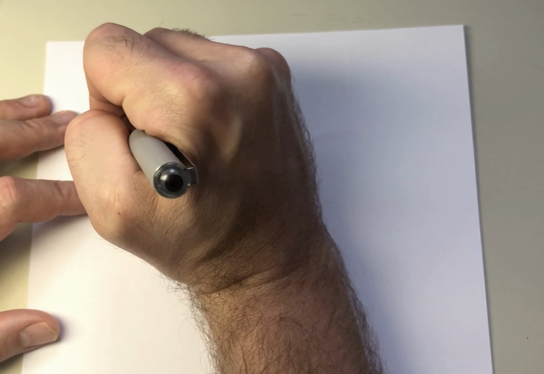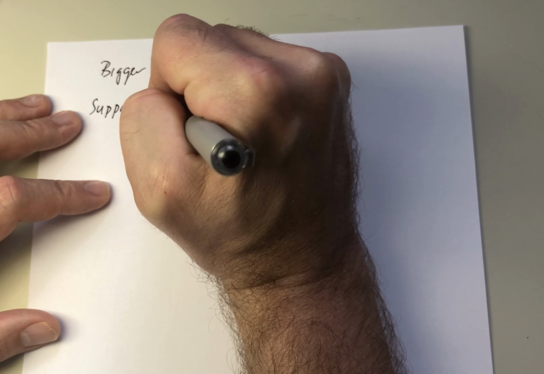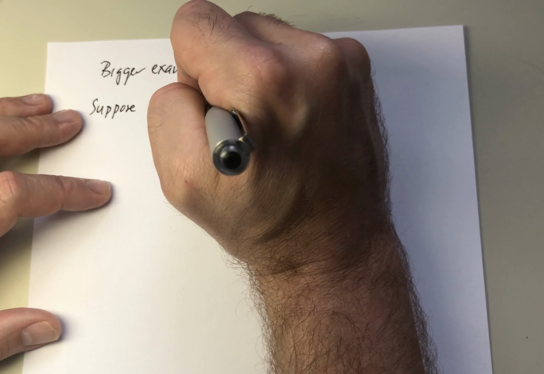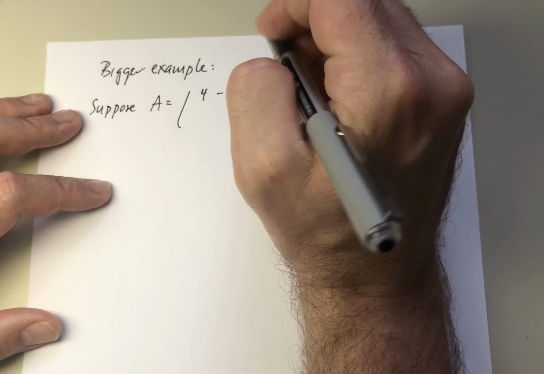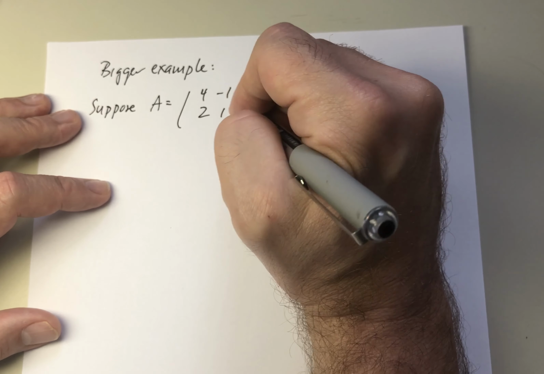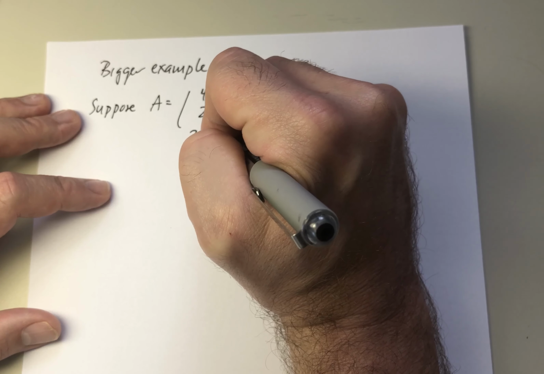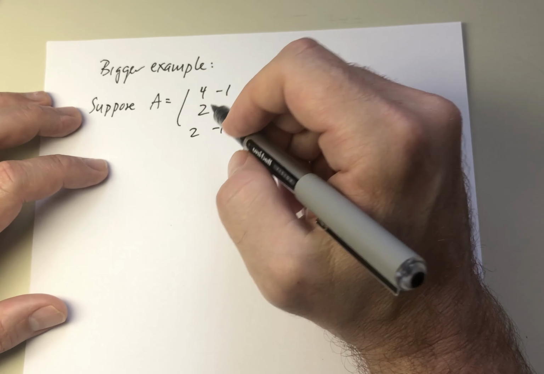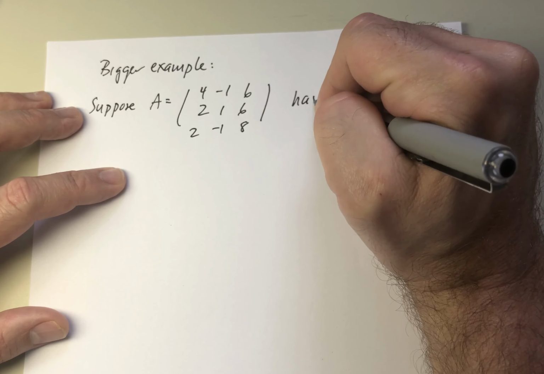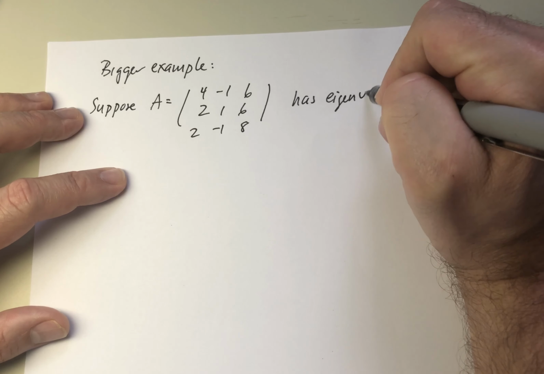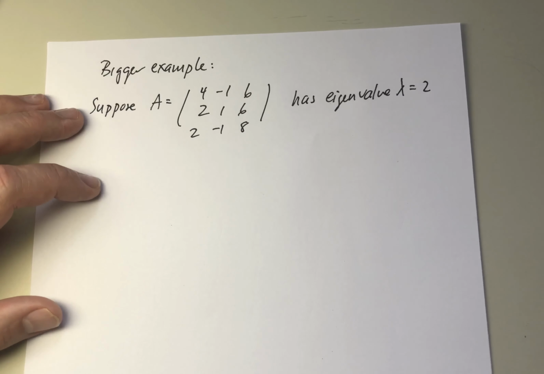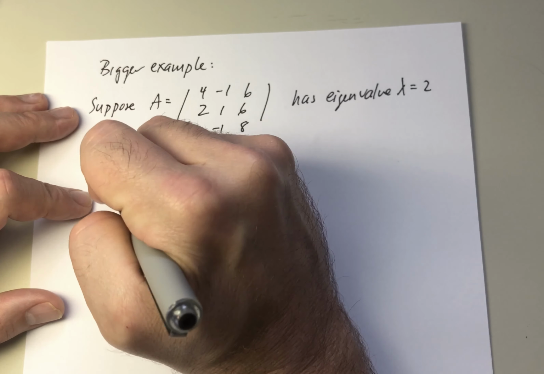Suppose we do a 3 by 3. Of course, any n by n matrix has possible eigenvalues and eigenvectors, but let's take this one: 4, minus 1, 6; 2, 1, 6; 2, minus 1, 8. Suppose I tell you that this matrix has eigenvalue lambda equals 2. I want you to determine what's called the eigenspace.